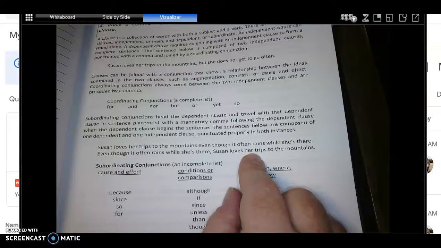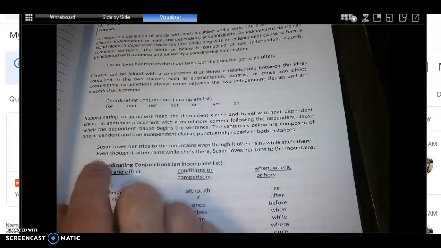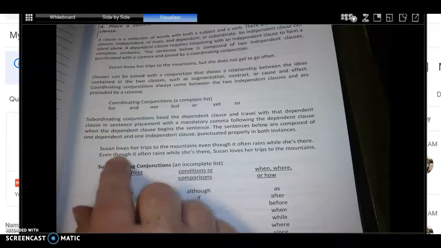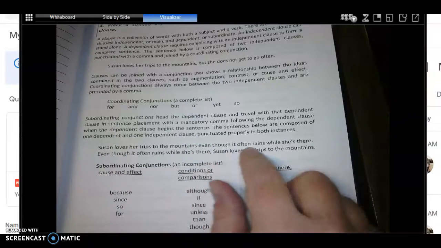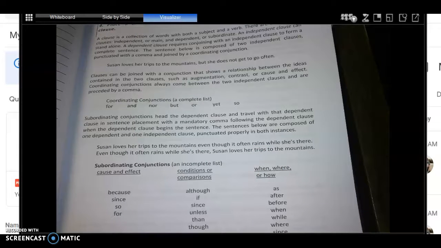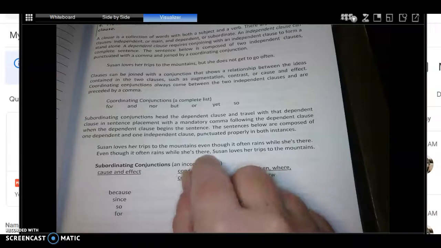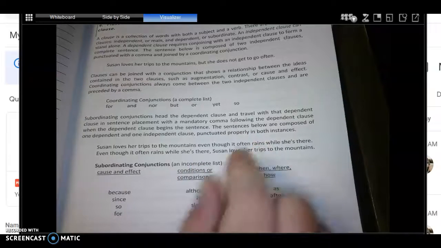Okay. Now, notice the punctuation difference that we have here. When the subordinating conjunction dependent clauses are at the beginning of the sentence, I have a comma. But when they are at the end, there's no comma. So that's the key difference of the punctuation there. If you're putting the dependent or subordinate clause at the beginning, it does have a comma. When it's at the end, there is no comma.